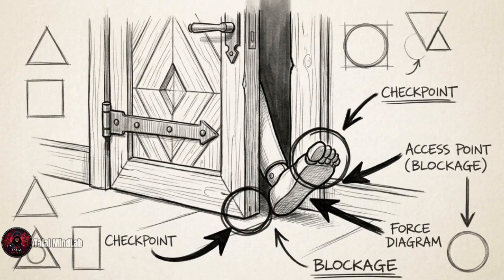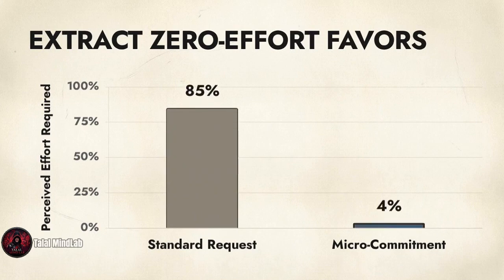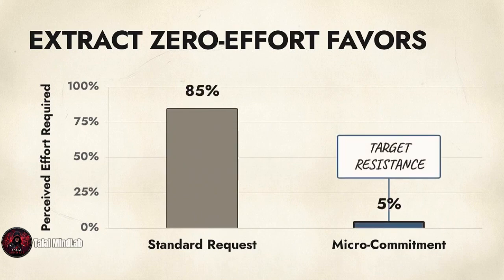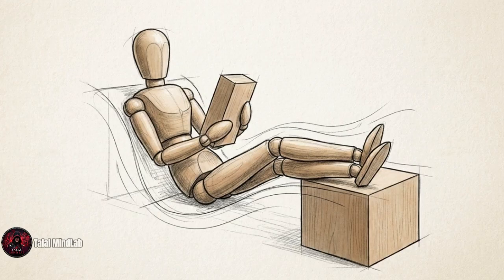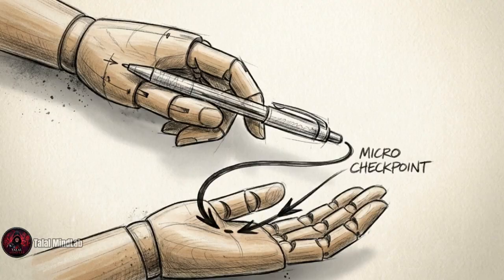With the baseline set, you move to step 2, the foot in the door technique. Your goal here is to extract a microscopic, zero-effort favor. This needs to be a request that requires absolutely no physical strain. Ask them to watch your bag for 10 seconds, or simply ask to borrow a pen.